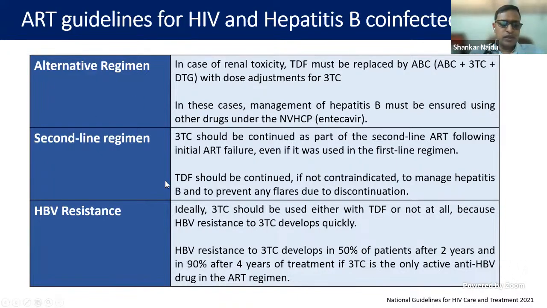And HBV resistance, as I've already told, lamivudine is a drug which is well tolerated, but it has the potential of developing resistance very early. So if used as a single drug, the rate of resistance is somewhere around 50% by the end of 2 years, and as high as 90% by 4 years of therapy. So always remember that lamivudine should not be used alone in these patients. It should always be combined either with tenofovir or entecavir.